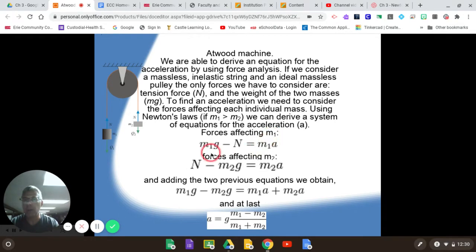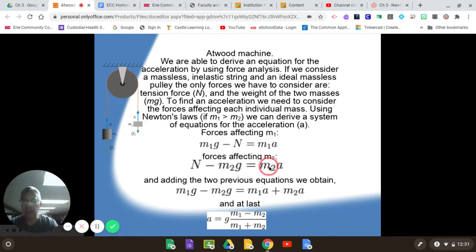Forces affecting m1. So we have m1 times gravity pulling down minus the tension in the string pulling up equals the mass of m1 times its acceleration. And then forces affecting m2 would be the tension pulling up minus its mass times gravity pulling down, and that would equal the mass of m2 and its acceleration.